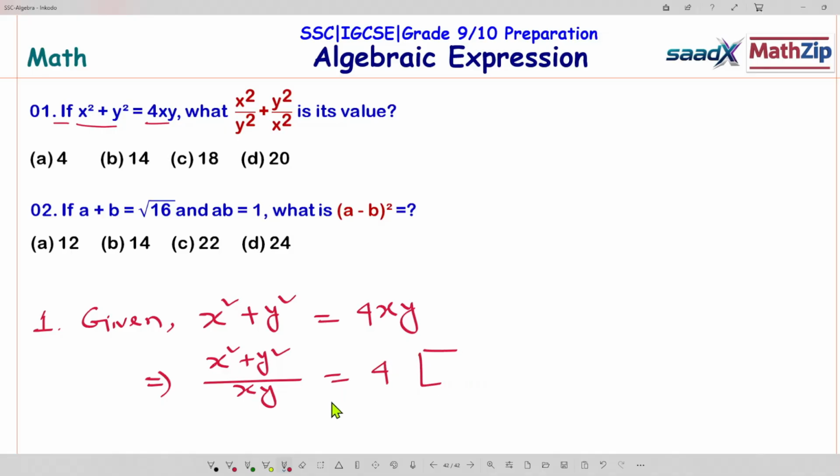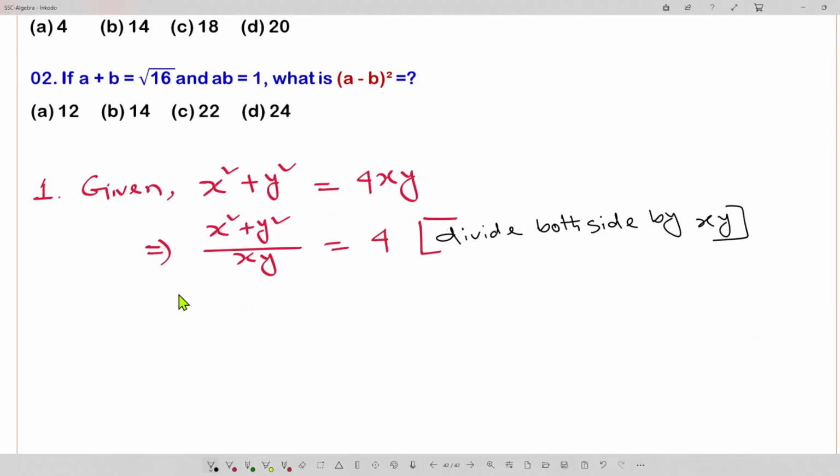We can write in here, divide both sides by xy. Okay, then this one we can write x square by xy plus y square divided by xy, and here is equal to 4, right?